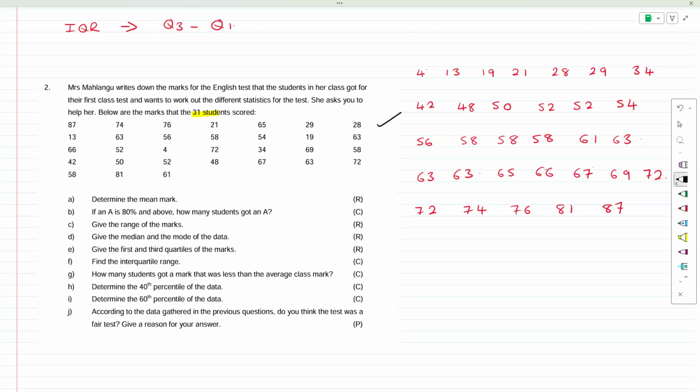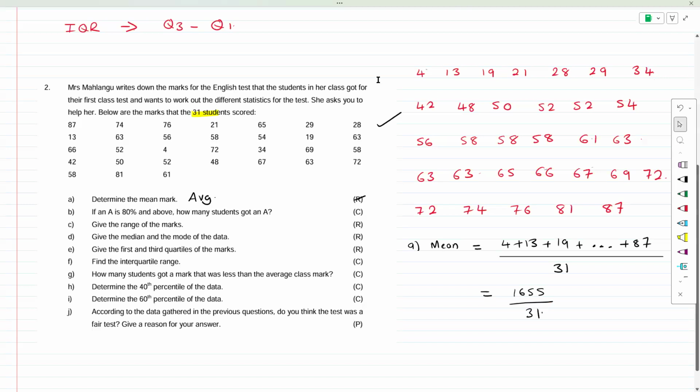So let's start with the first question. The first question asks us to calculate the mean. Mean stands for average. I would add all of these numbers: 4 plus 13 plus 19 plus, you're going to add every single number that's here, and you're going to divide it by the total that is 31, because there are 31 scores. This would equal 1655 all over 31.